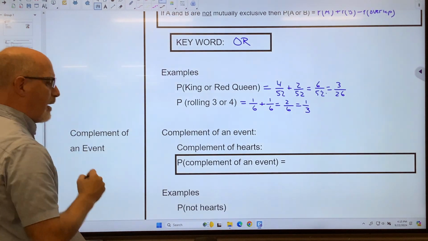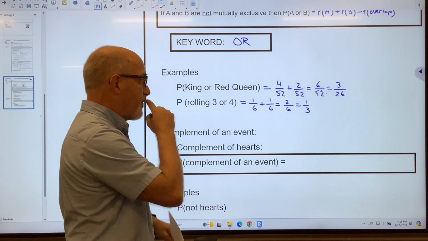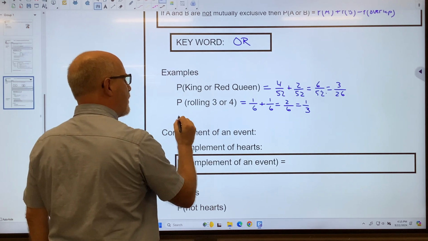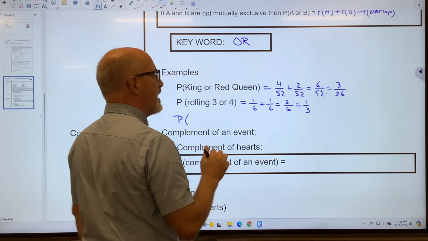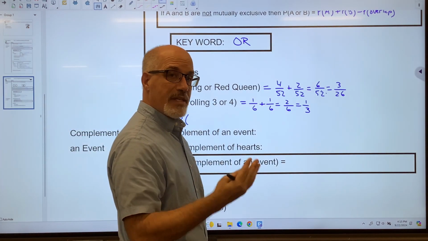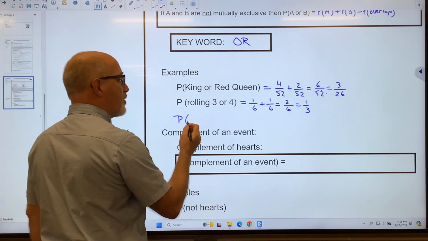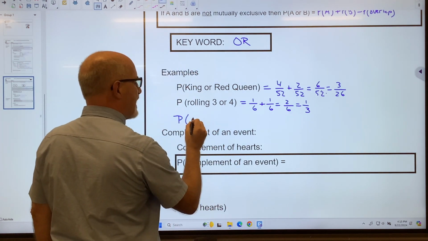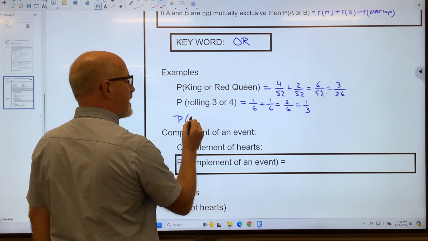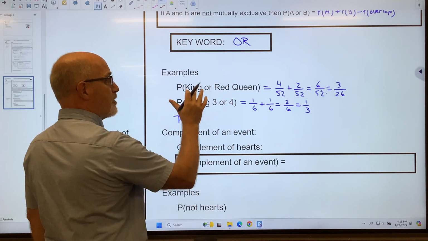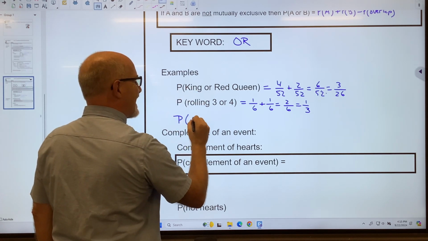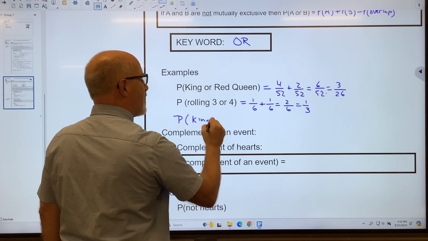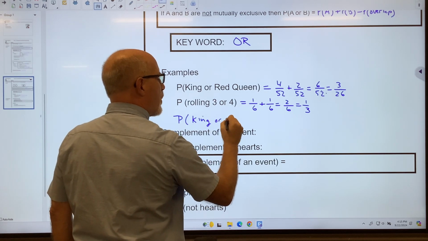Okay, now let me add one more on here. What if we wanted to do one that wasn't mutually exclusive? So let's say, what's the probability of getting, when I roll a die, I'm sorry, let's do cards, of getting a king or a red card.